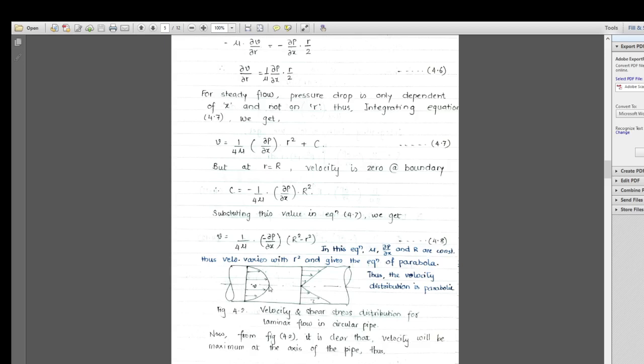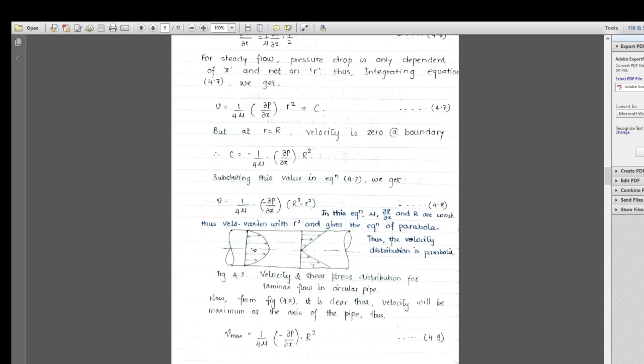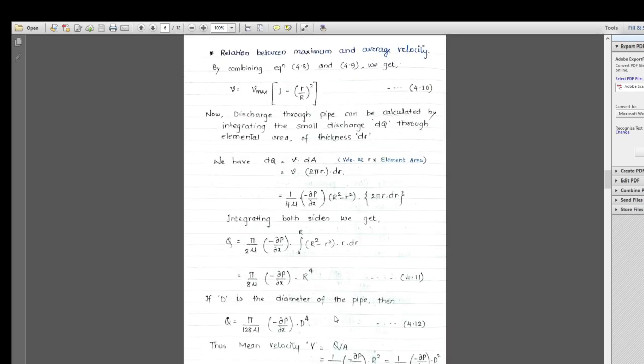The velocity will be maximum at the axis of the pipe and it will be 0 at the boundaries of the pipe. Thus we get the maximum velocity equation as V max = 1 by 4 mu into minus delta p by delta x into R square, as at the center, at the axis of the pipe, small r is equal to 0. So we will get the equation for the maximum velocity at the axis of the pipe.